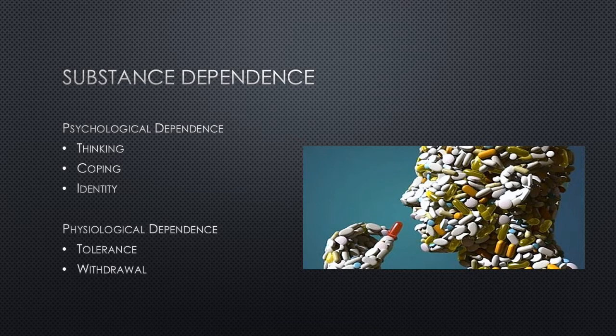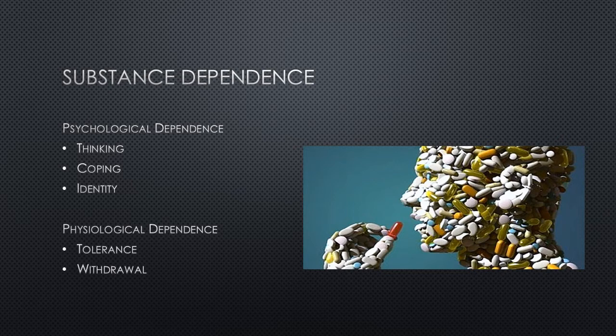Physiological dependence happens at a cellular level and includes tolerance and withdrawal. Tolerance occurs when the body adapts to a substance and more of the substance is needed to get the same effect. An example of this would be needing more alcohol to get feelings of relaxation after significant use. Withdrawal, on the other hand, is the opposite effect of the body trying to get back to homeostasis after a cellular adaptation has occurred.